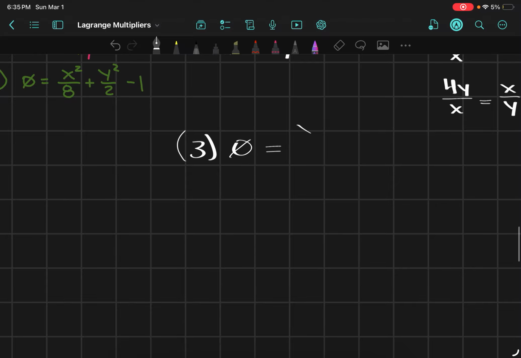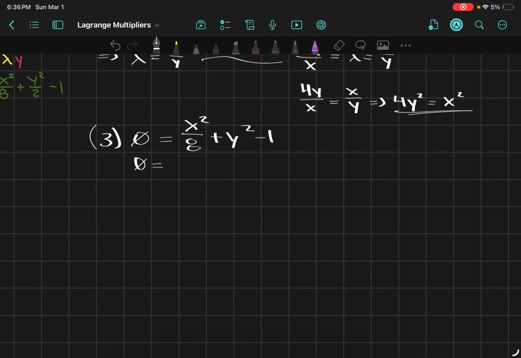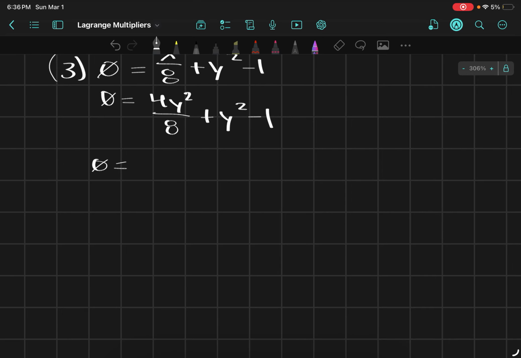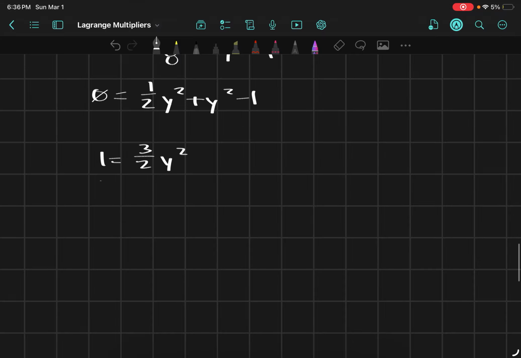We have 0 is equal to x squared over 8 plus y squared minus 1. We're not going to solve for y squared in here. We're just going to plug in that x squared. So we have 0 is equal to 4y squared over 8 plus y squared minus 1. That's just going to be 0 is equal to 1/2 y squared plus y squared minus 1. We have 1 is equal to 3/2 y squared, meaning we have 2/3 is equal to y squared.